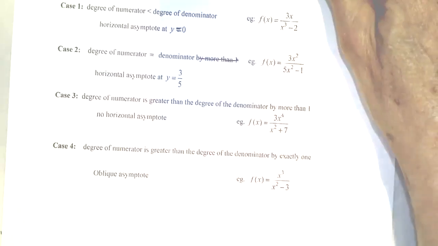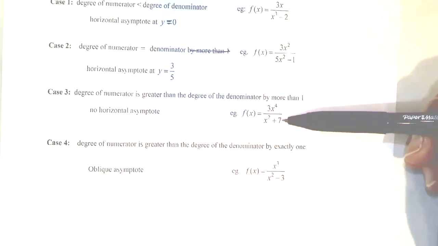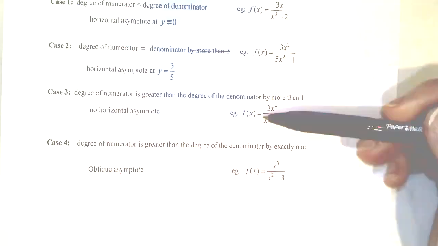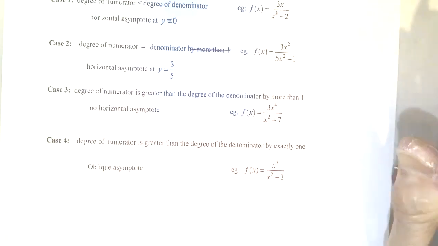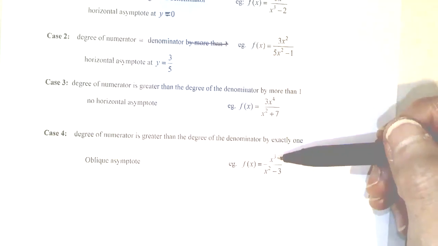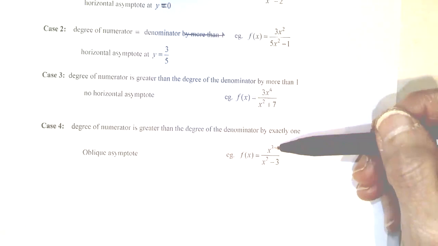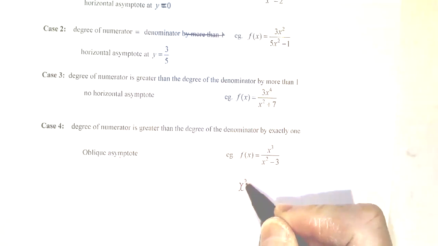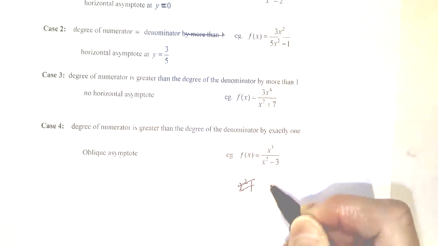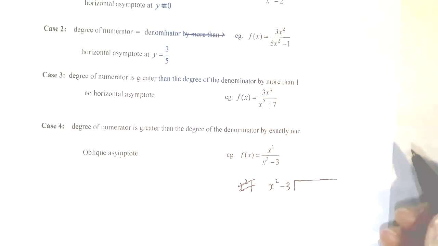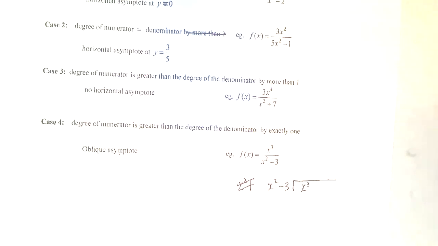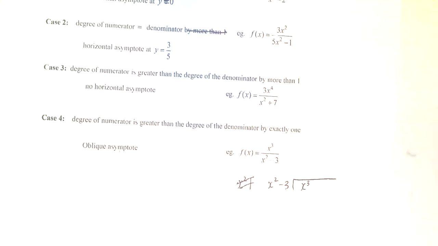The third case was when the degree of the numerator is greater than the degree of the denominator. This is 4th degree, this is 2nd degree, but by more than 1. That's when you have no asymptote, nothing to worry about. But if you do have a situation where the degree of the numerator is greater by exactly 1, you'll have an oblique. And if you remember, the way you get the equation of this thing called an oblique asymptote, remember an oblique line is a line but not horizontal and not vertical. So it usually runs up or down.